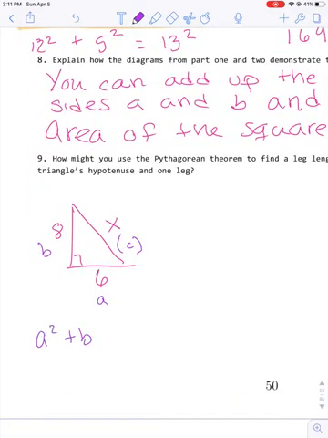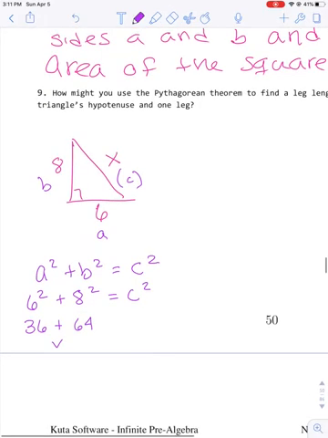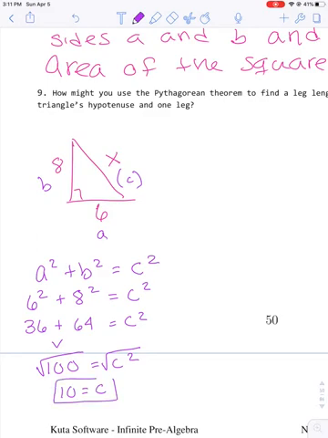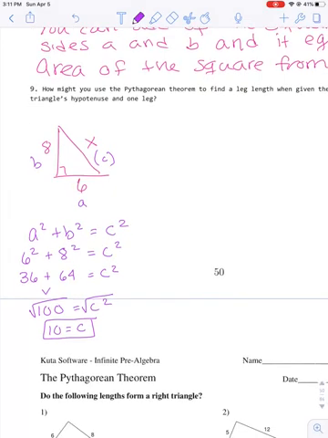So this would be kind of like the straightforward way of using the Pythagorean theorem. So I would say a squared plus b squared equals c squared. I would substitute in 6 squared plus 8 squared, and I would get c squared. 6 squared is 36. 8 squared is 64. That equals 100. So if 100 is equal to c squared, but I want c, I have to take the square root of both sides. And I get that c equals 10.